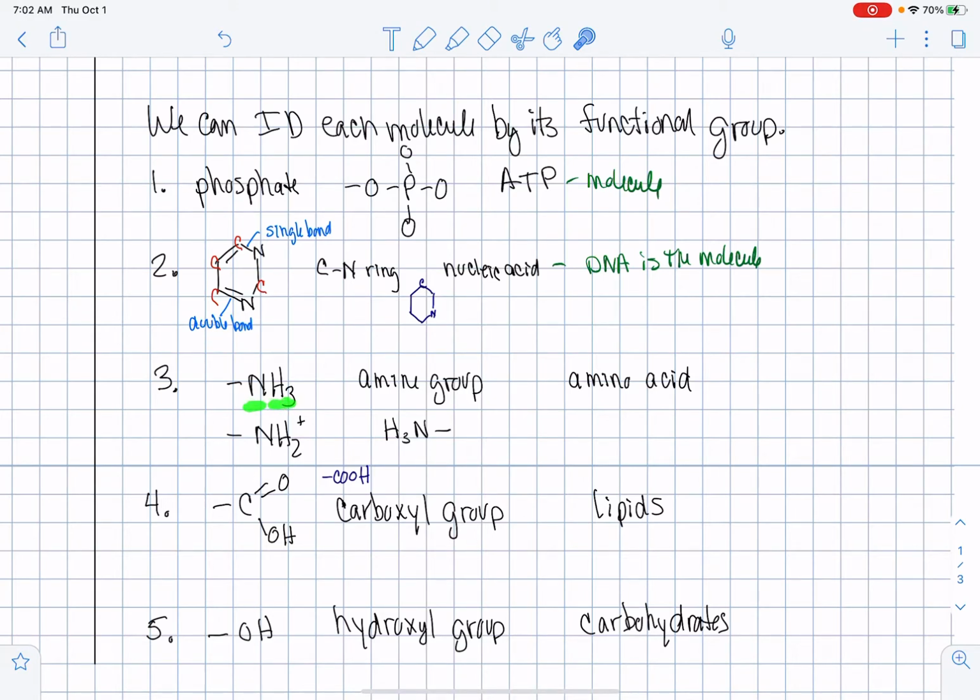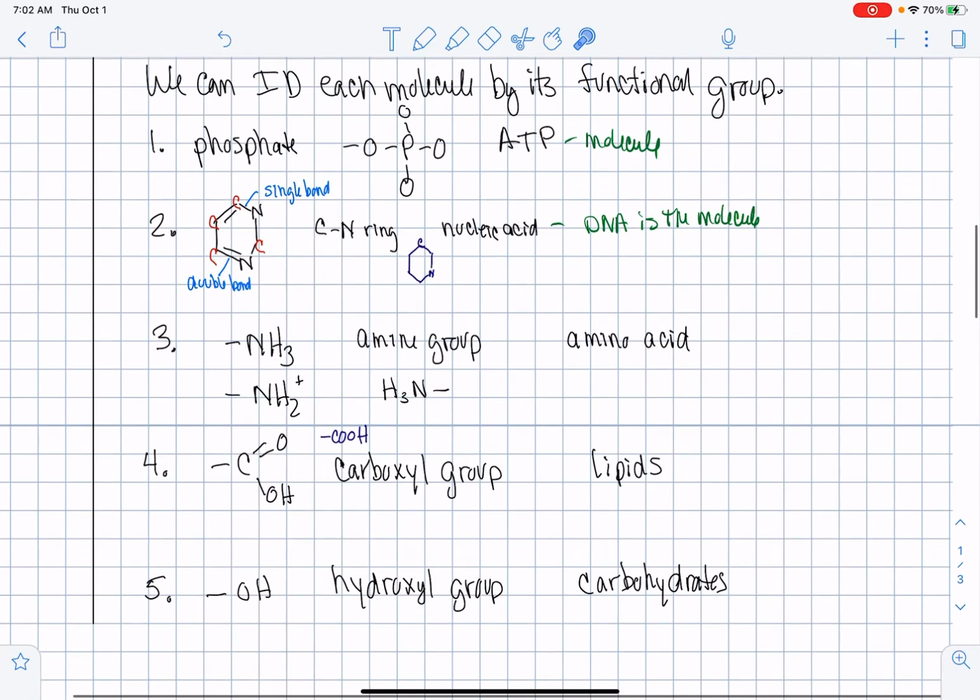Okay? If you don't have a phosphate group and you don't have a carbon-nitrogen ring, you're going to look for a nitrogen attached to 2 or 3 hydrogens. You might see them, and this is just a bond, written as NH3, NH2+. You might also see an H3N depending upon the orientation of that particular group on the molecule. This is an amine group, and the molecules that they make up are called amino acids, which make up protein.